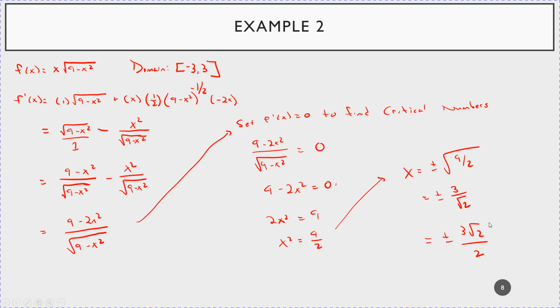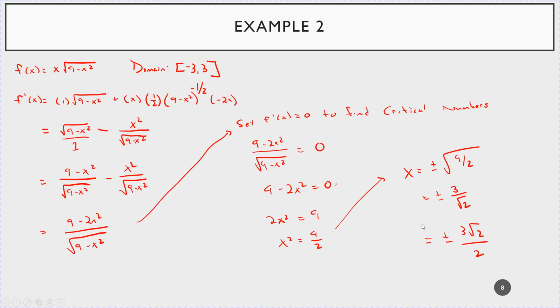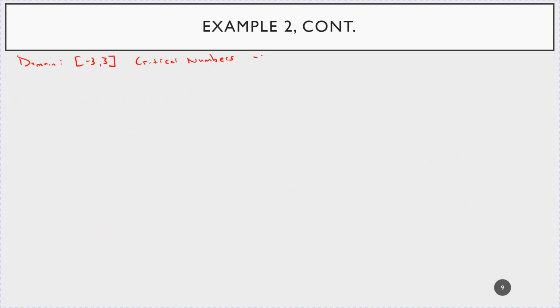So I'm going to go to the next slide for this. All right, so you're going to have your intervals. Just so we're clear here, our domain was -3 to 3, and the critical numbers, going back, were -3 square root of 2 over 2 and +3 square root of 2 over 2.